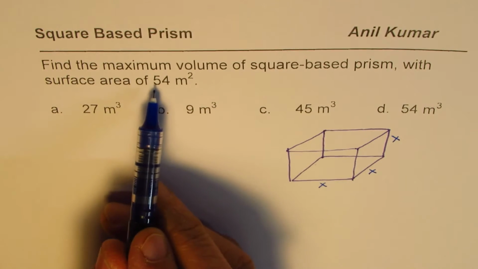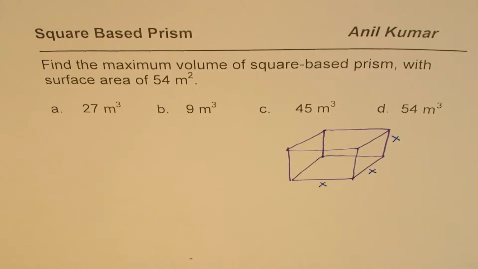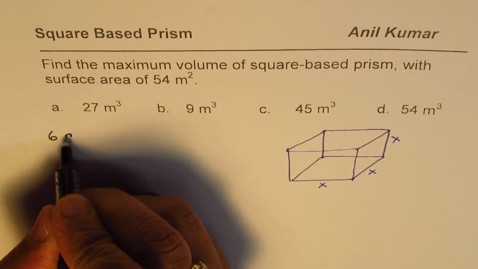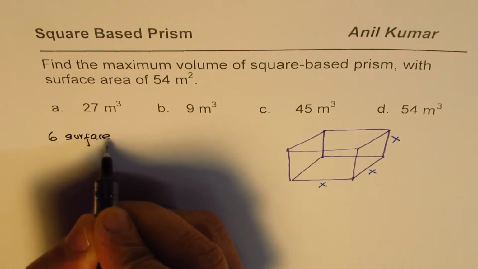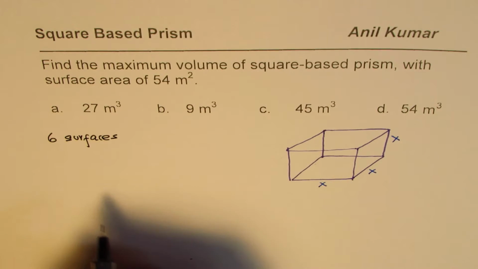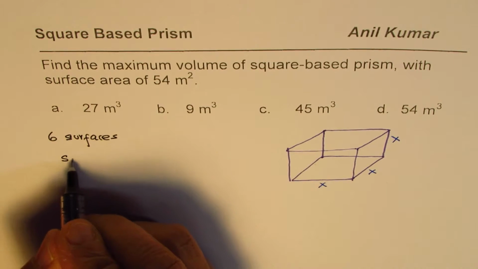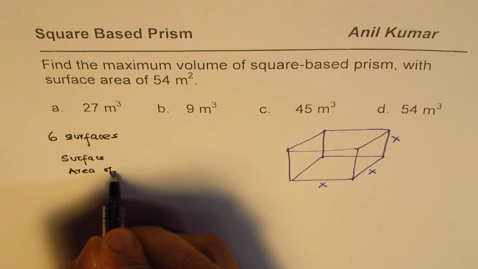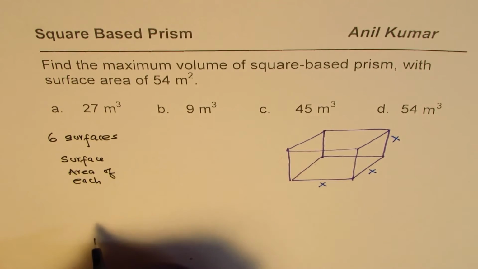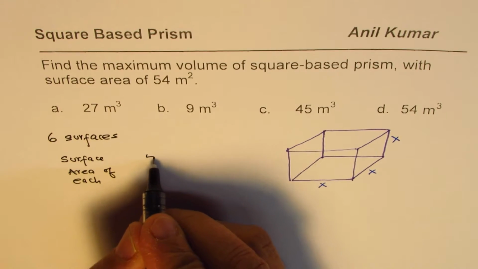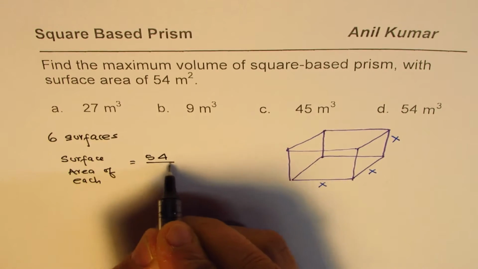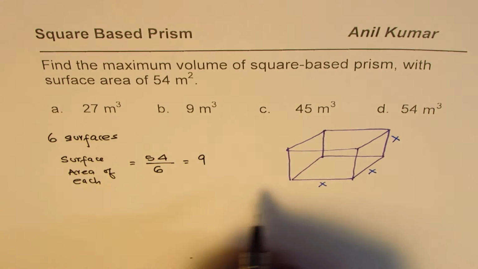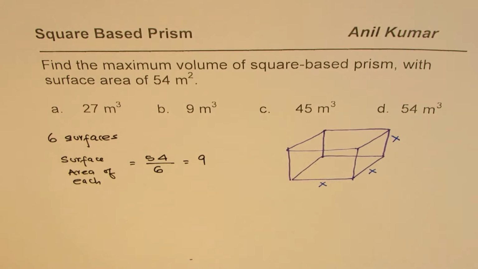So we are given a surface area of 54. Now this cube has six surfaces, right? And the area of each is exactly the same. So the surface area of each surface is how much? If the total is 54, then it has to be equal to 54 over 6, right? So that is 9, right? That's the surface area of each surface.